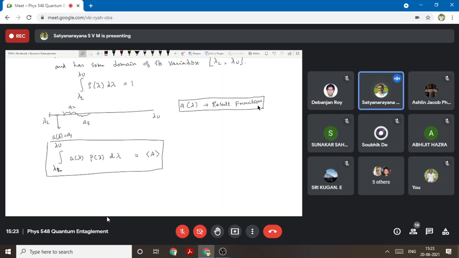So we must have a theory. The theory is quite general here. Suppose you have more than one hidden variable. Let's say you have many hidden variables.